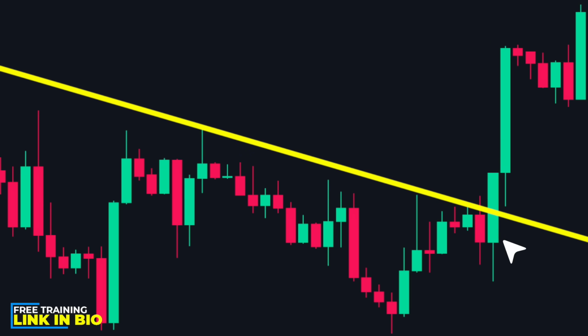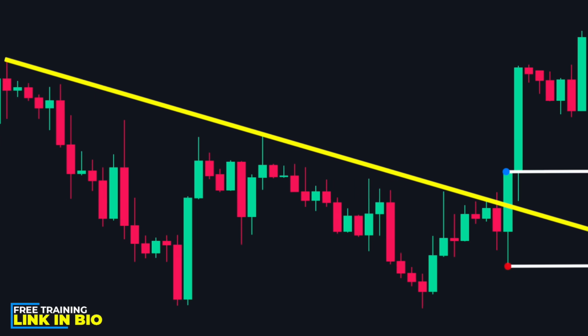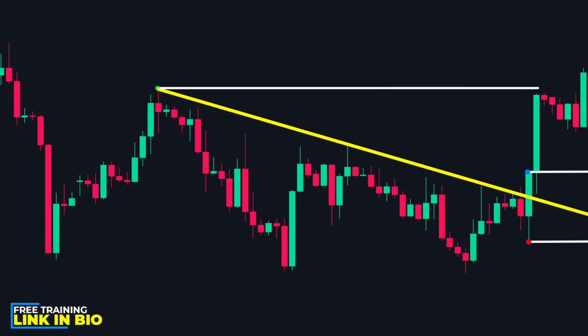A buy trade could be initiated here as well. We place a buy order above the high of the candle and we put a stop loss below the candle. Our targets will be these highs. As you can see, the price achieved our targets on this trade.